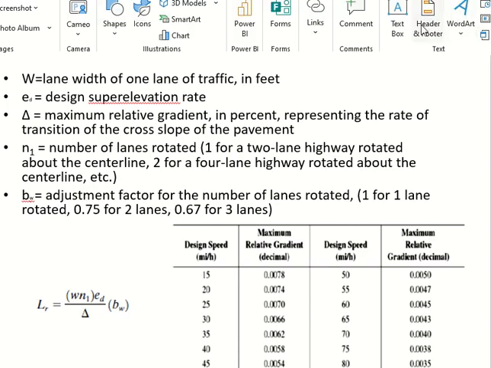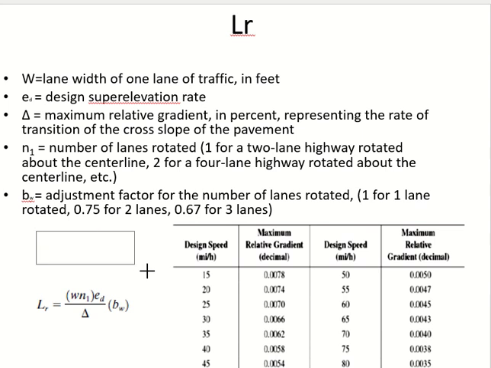So radius is s square over 15 times (e plus f). S is 60 miles per hour, e is what we are trying to find out. Radius we already found, it was 1432.4. And f is the coefficient of side friction. It is given in the question.